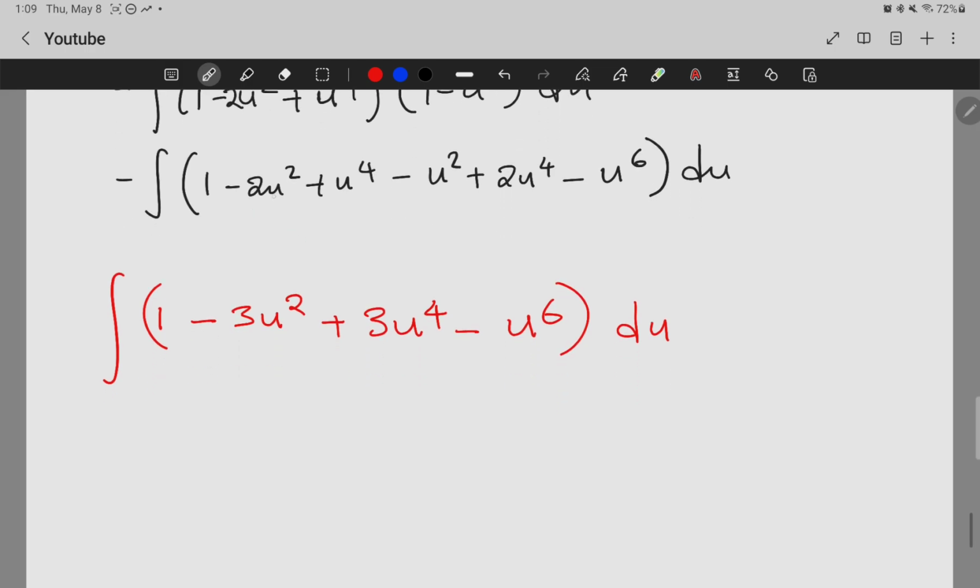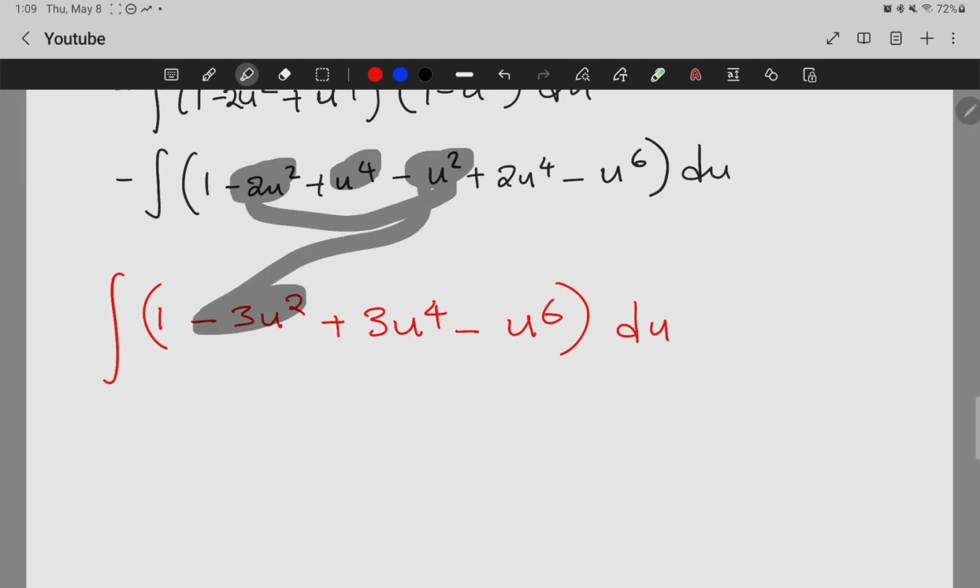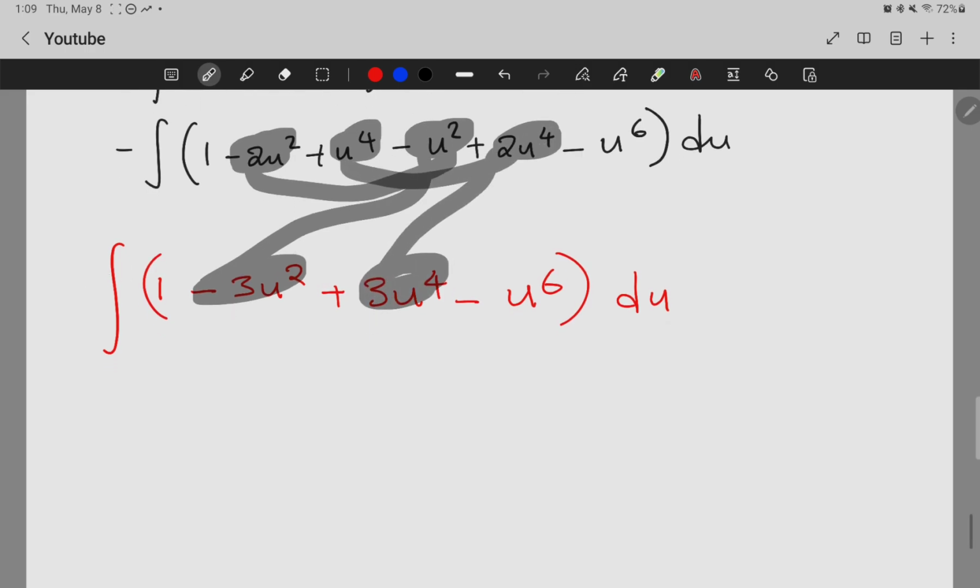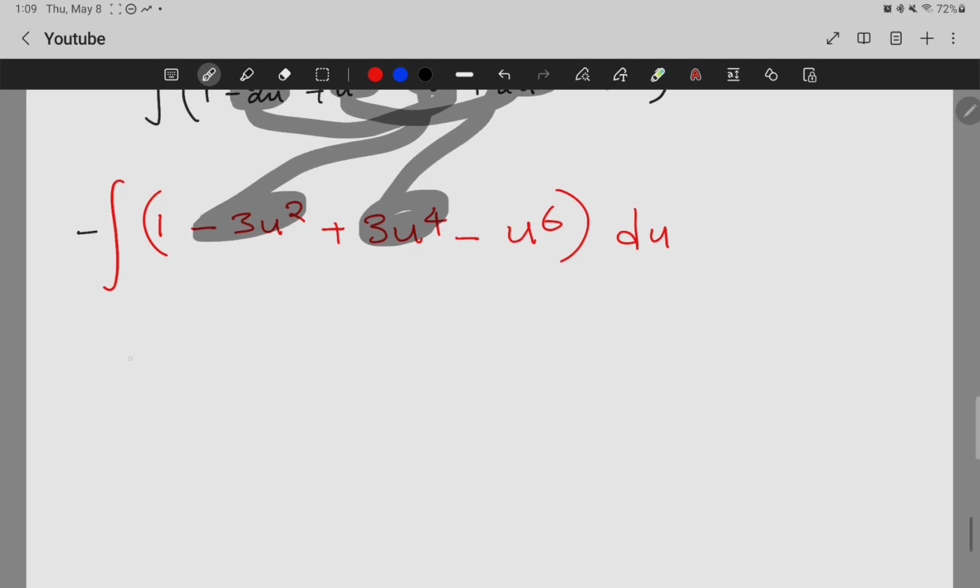And now when you simplify a little bit, this simplifies with this to give us this. This simplifies with this to give us this. And the minus that remains like that. So of course we just have a negative this side. So now when we integrate, we'll have minus u here, minus, so this will be 3 over 3, which is just going to reduce to a 1. Then u to the power 3. Then plus, this becomes a 5. So it will be 3 over 5 u to the power 5 minus. Then this will be u to the power 7 over 7.